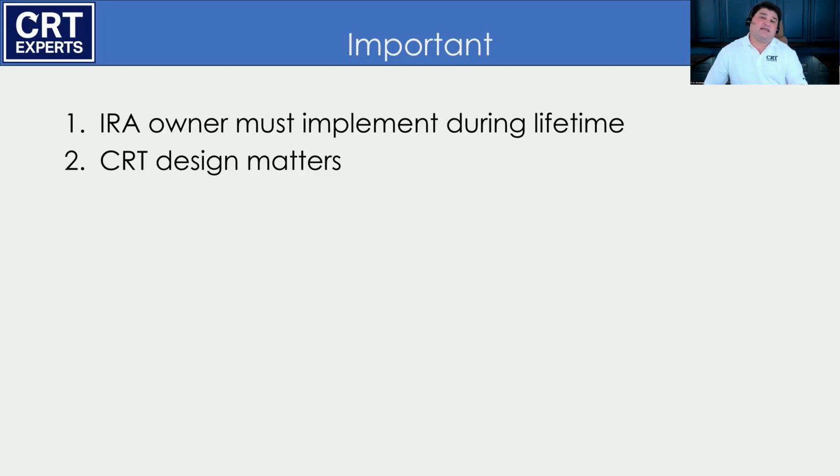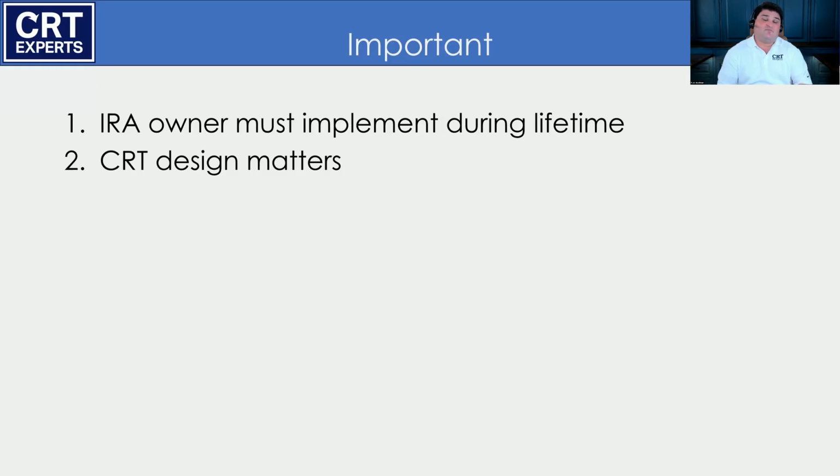We'll talk about the implementation. Before we jump there, I want to make a couple important points. First is the IRA owner has to implement this during their lifetime. This is not something that can be done post-death. This, I think, in many ways is helpful in getting the client to pull the trigger on the planning. One of the biggest obstacles to implementing any type of planning is inertia on the part of the client. So this is not something that they can wait on.